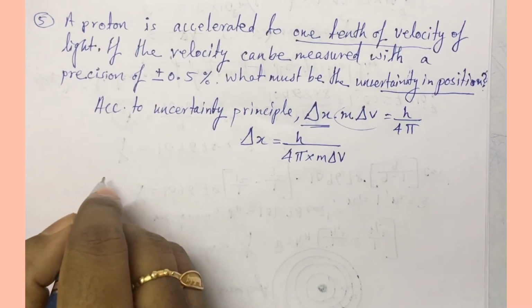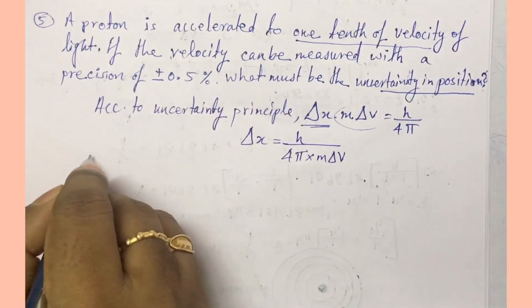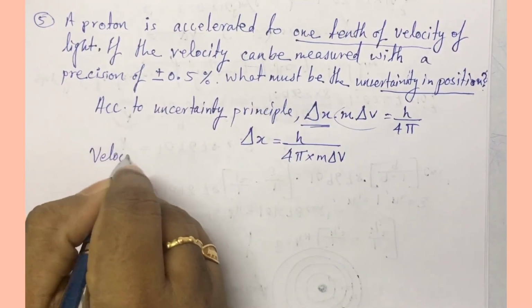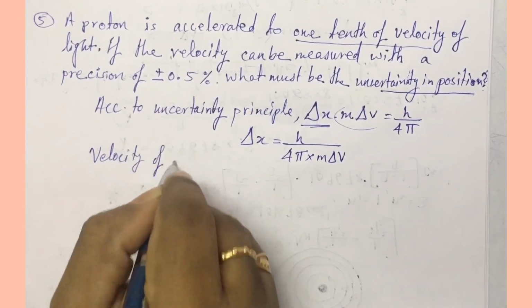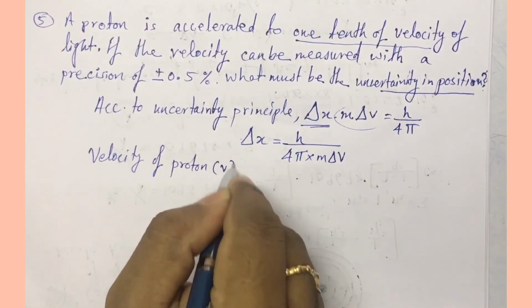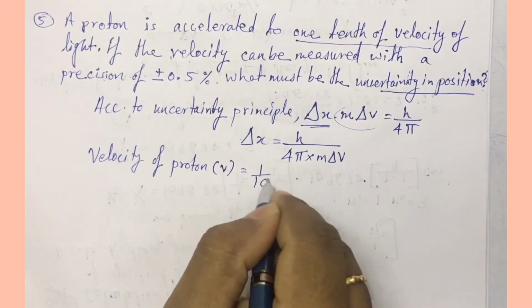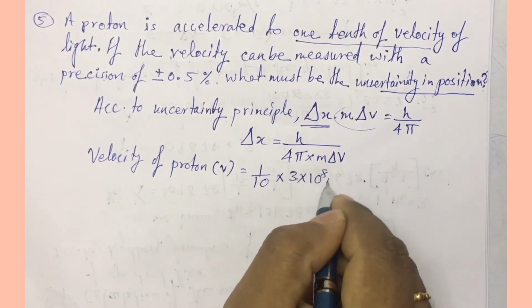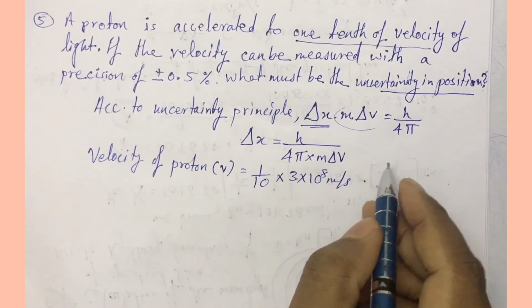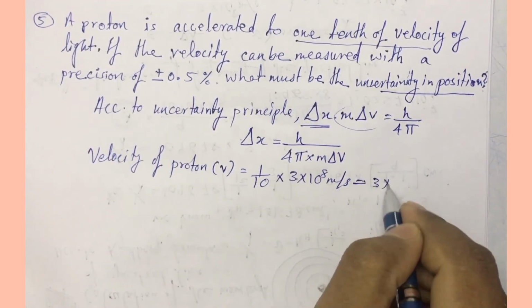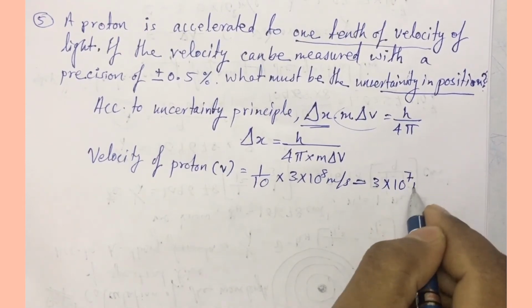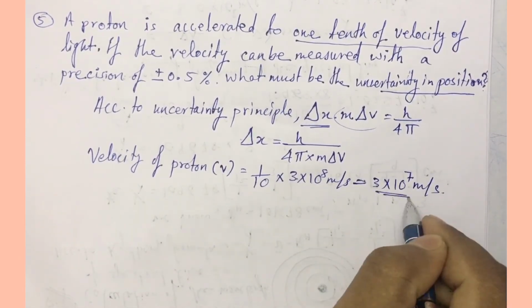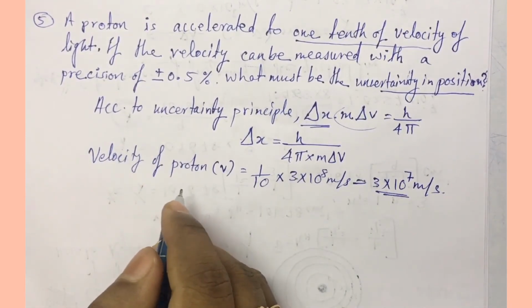So first of all, let us write what is there in the question. That is, the velocity of the proton v is 1/10 of the velocity of light, that is 3 into 10 raised to 8 meter per second. That is equal to 3 into 10 raised to 7 meter per second. Okay, so that is the velocity.